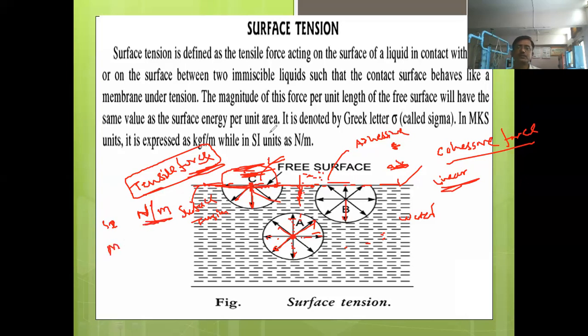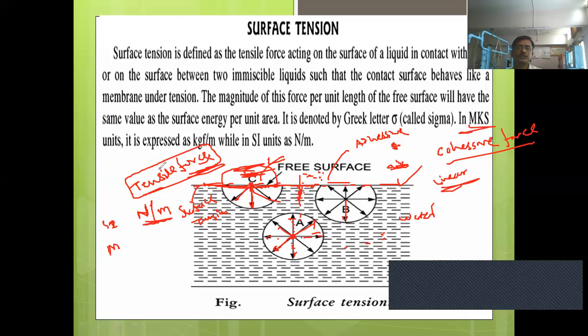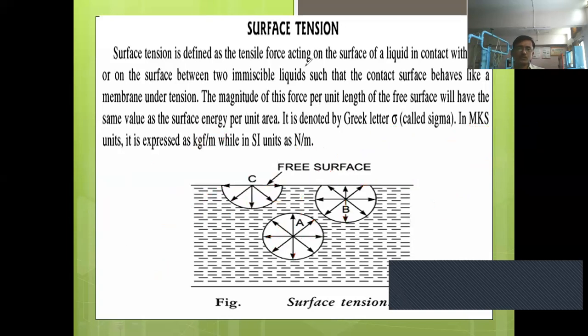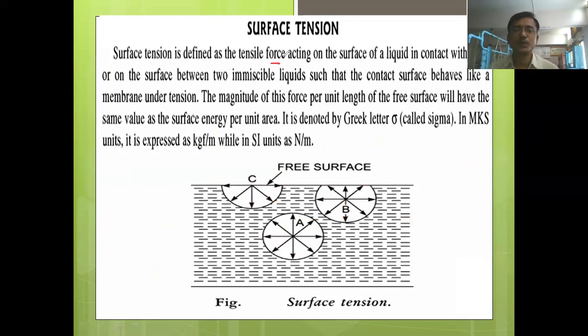The MKS unit, somewhere it might be given here. Yes, the MKS unit is kgf per meter, and the SI unit is Newton per meter. This surface tension is denoted by the letter sigma. So I will read the definition once again here: surface tension is defined as the tensile force acting on the surface of the liquid.